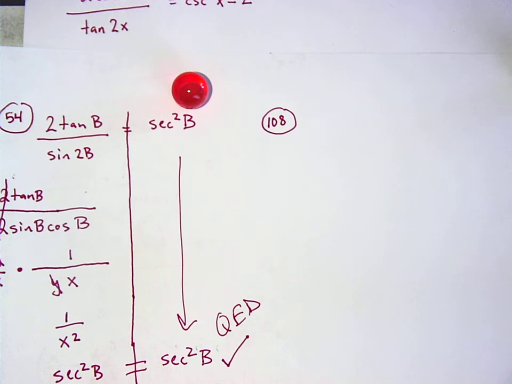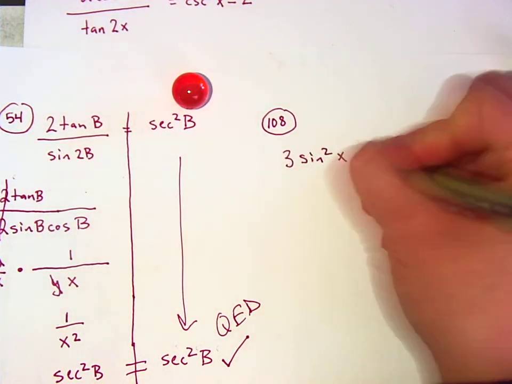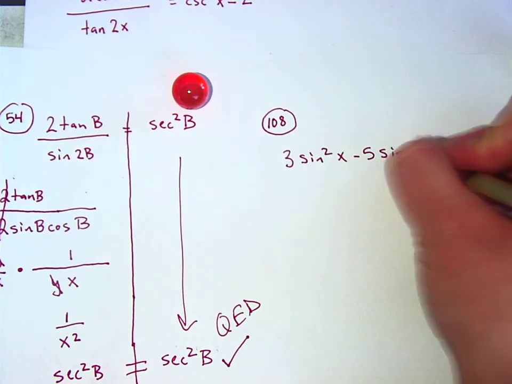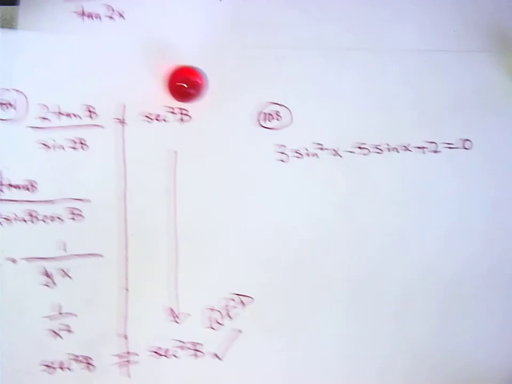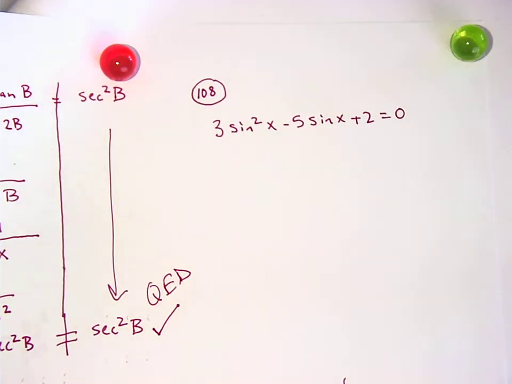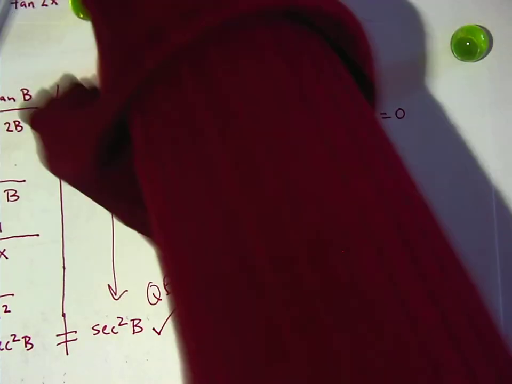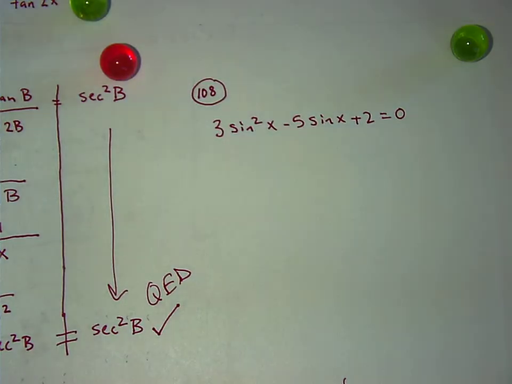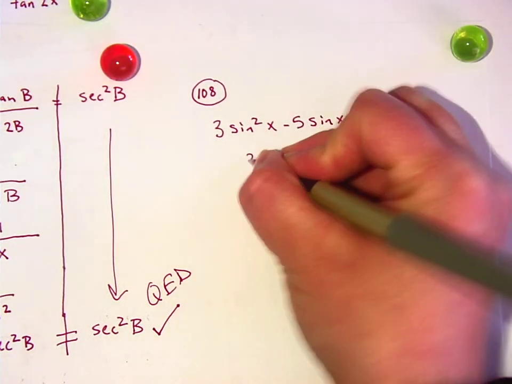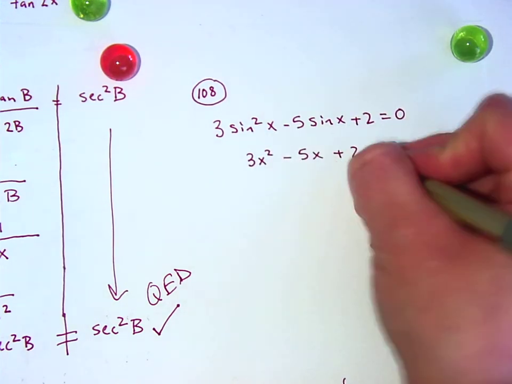All right, 108 is 3 sine squared x minus 5 sine x plus 2 equals 0. All right, anybody want to talk about this? What do you think when you first see this? Besides, this is a nightmare. I can't believe I signed up for this class. Oh my gosh. It's a quadratic. So you could rewrite it as 3x squared minus 5x plus 2 equals 0.